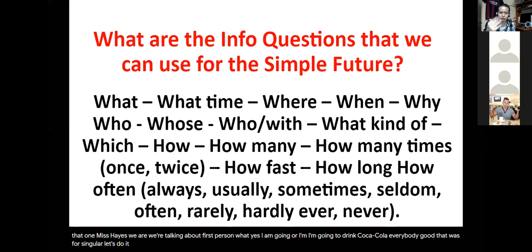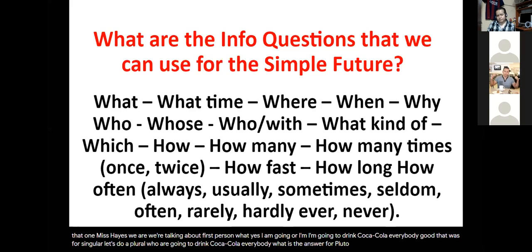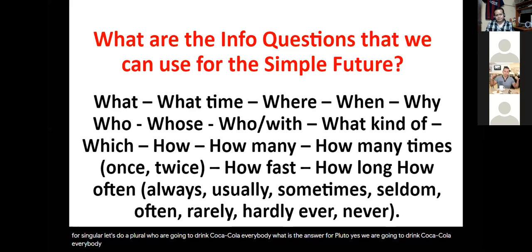Let's do a plural. Who are going to drink Coca-Cola, everybody? Good. What is the answer for plural? We are going to drink Coca-Cola. Yes, we are going to drink Coca-Cola, everybody. Good.